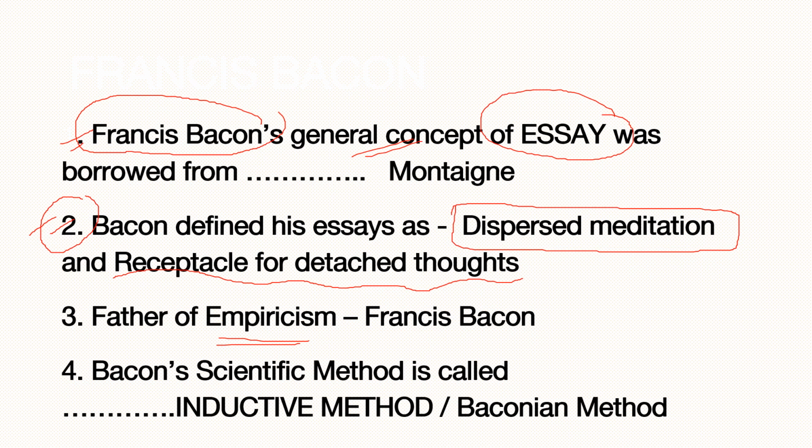Now the next question is related to the third one. Bacon's scientific method is called the inductive method, or it is also known as the Baconian method. It's also about observing the fact, interpreting the natural phenomena. All these things are included in the Baconian method.